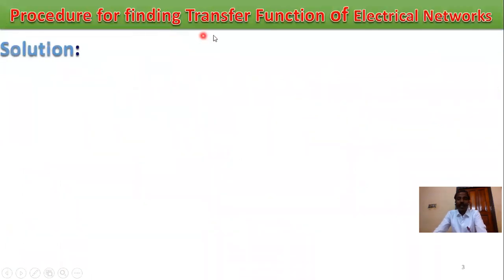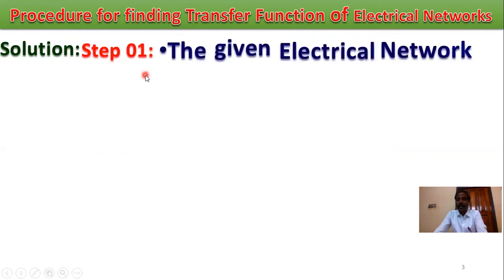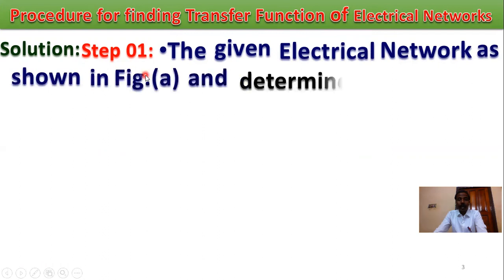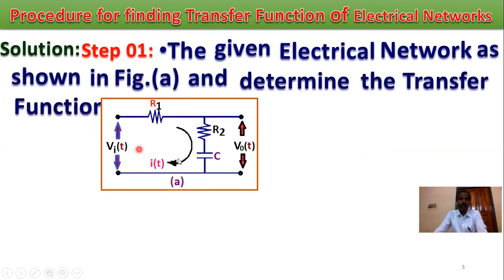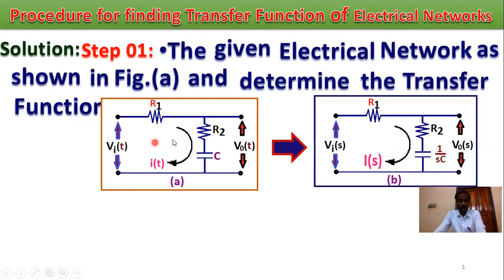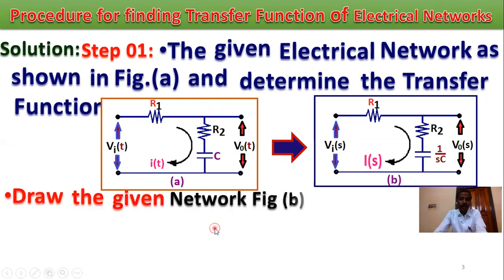Then the procedure for finding the transfer function of electrical networks. Solution step number 1: the given electrical network is shown in figure A. Vi(t) is the input voltage, V0(t) the output voltage, R1 and R2 resistances, capacitor C, and this is the current i(t). This is the time domain electrical network, and this is the frequency domain network. Next, draw the given network, figure B, in the S domain.